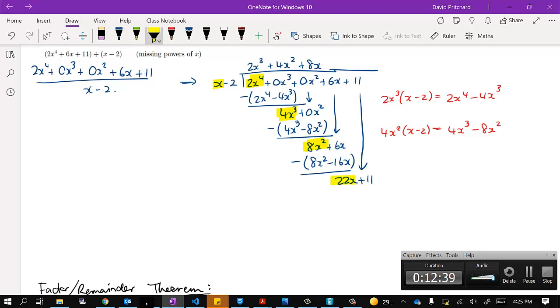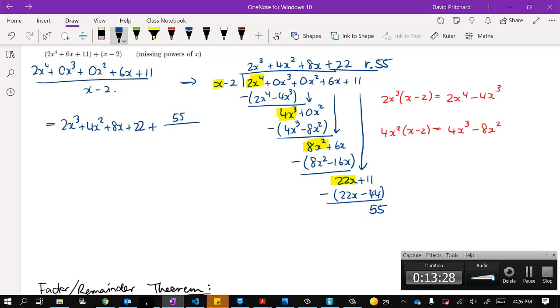Alright, final step. 22x divided by x gives us 22, and we will subtract 22x take 44. So we end up here with 0 and 11 plus 44 is 55. So we end up with a remainder of 55. So that means our answer is 2x cubed, 4x squared, 8x plus 22, plus 55 over x take 2.